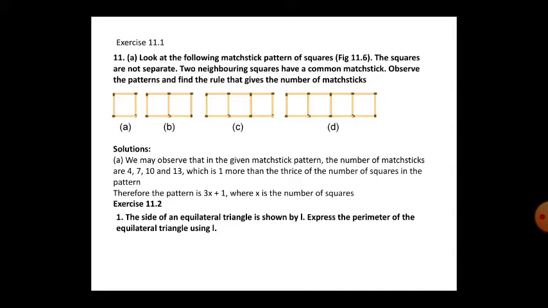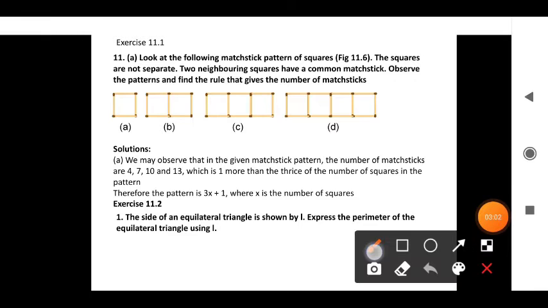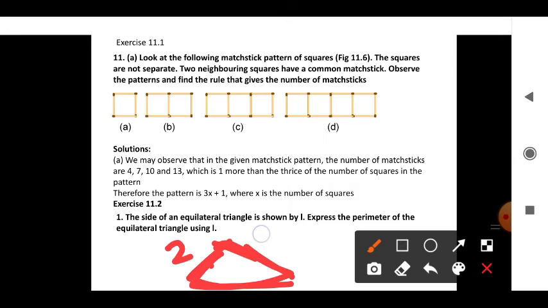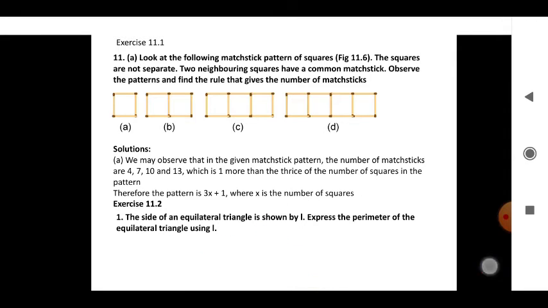So exercise 11.2: the side of an equilateral triangle is shown by L. Express the perimeter of an equilateral triangle using L. Before going to this question, first you have to know what we mean by equilateral triangle. By the name itself it indicates: equi means equal, lateral means sides. So in a triangle, all sides are equal.